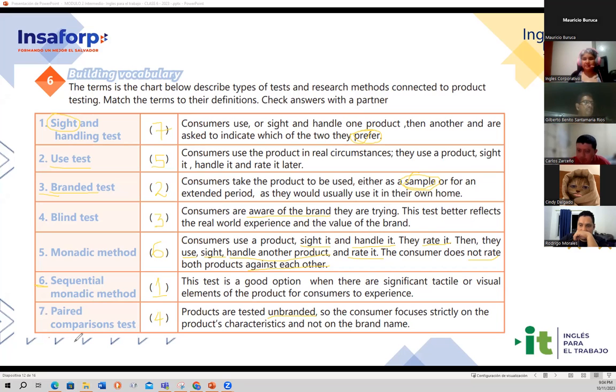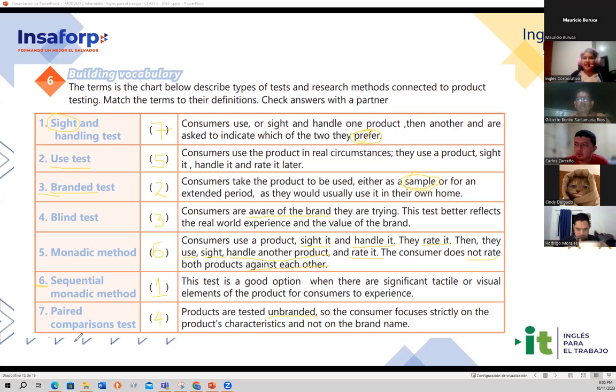Yes, teacher. What does it mean when I say sight it, handle it? What was the example of that one? I told you it could be a survey about that product, right? So you are going to view how other people see the product. So you're going to make a summary about other people's opinions in this case.